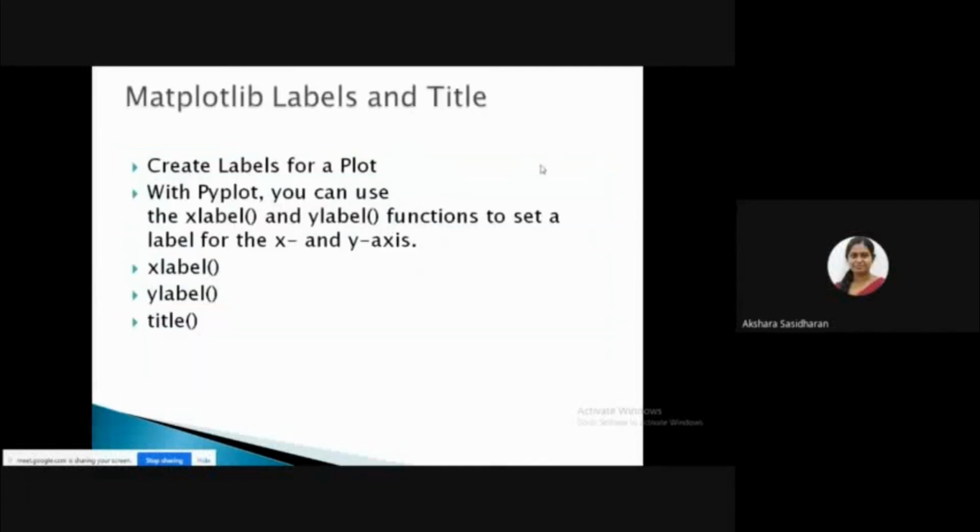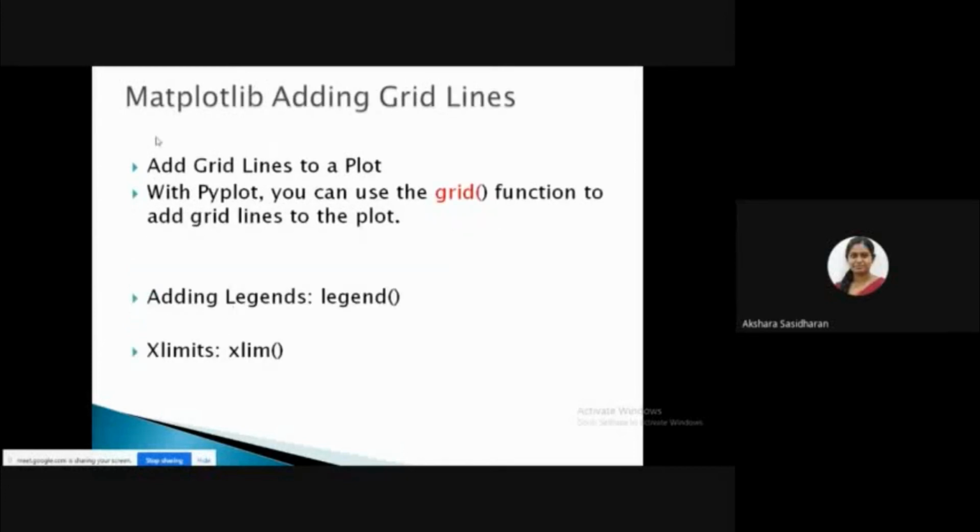Then next, you can use labels for the plot. You can use x label, y label, and title. You use x label for labeling the x axis and y label for labeling the y axis, and the title function for giving a title. And also, if you need to add grid lines to the plot, you can use grid lines. So let's discuss these things.